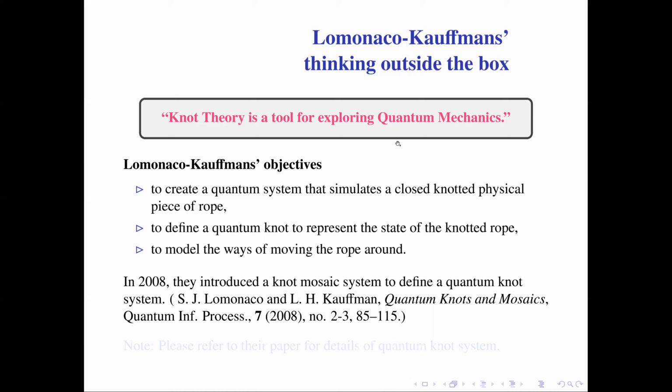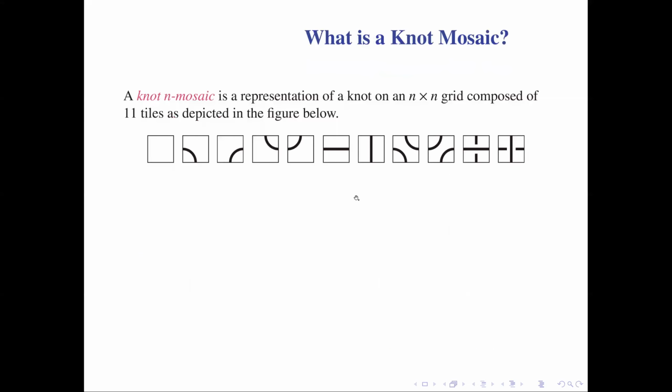In 2008, they introduced a knot mosaic system to define a quantum knot system. As I mentioned before, today we only consider knot mosaics. So please refer to the paper for details of the quantum knot system. Let's move on to the main subject. What is a knot mosaic? A knot n-mosaic is a representation of a knot on an n by n grid composed of 11 tiles as depicted here.